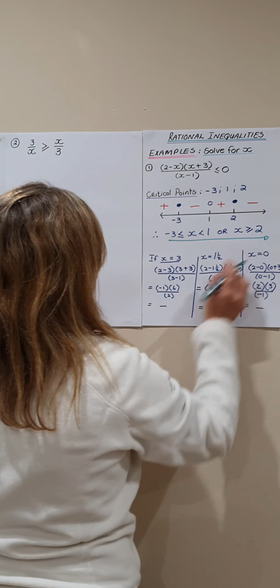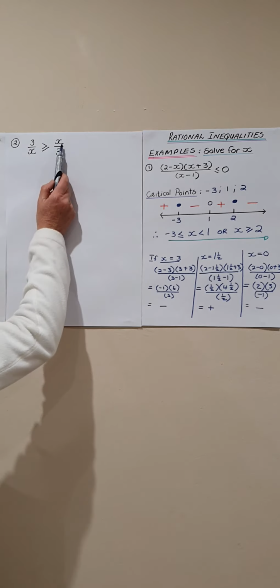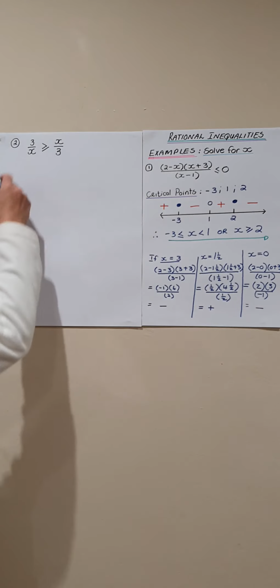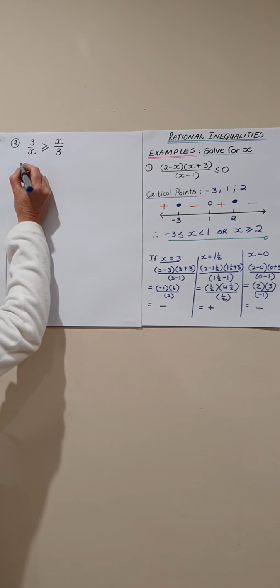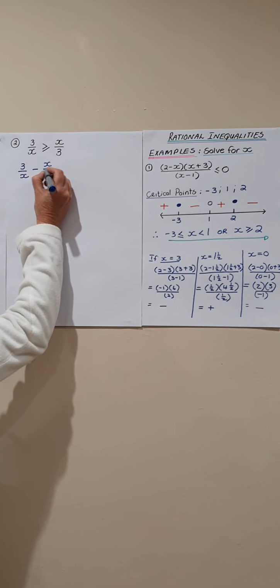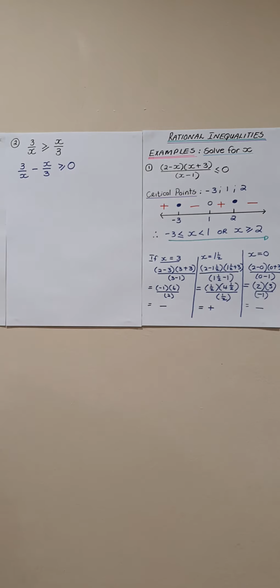There's your answer. These are just calculations. Okay, let's look at a second example. I have 3 over x is greater than or equal to x over 3. Now the first thing that I notice is that there is not a 0 on the right hand side. So I'm going to bring this x over 3 over to the left hand side. So I'm going to have 3 over x minus x over 3 is greater than or equal to 0.